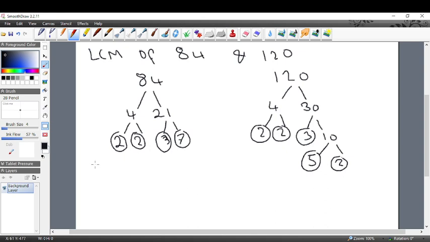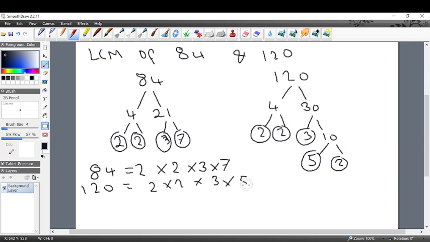Then you work out the lowest common multiple by doing this. So write it out like 84 would be equal to 2 times 2 times 3 times 7 over here. So you're just writing out the prime numbers in one straight line. Then you do the same thing for 120. 120 would be 2 times 2 times 3 times 5 times 2.